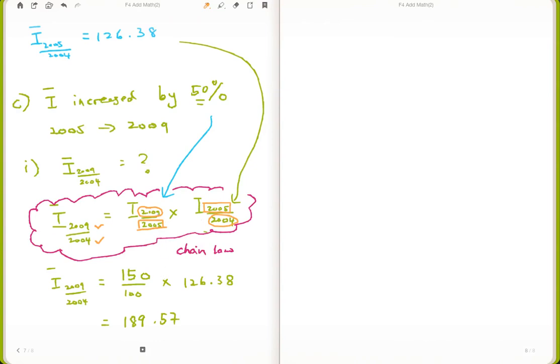So from here, 2009 based on 2005, you were told that it increased by 50%, therefore by 2009, based on 2005, it would be 150. Divide by 100 because it's a percentage. But we are talking about index numbers, so you need to cancel off the percentage. And 126 is from the previous part, the price index 2005 based on 2004. Then you get the answer.